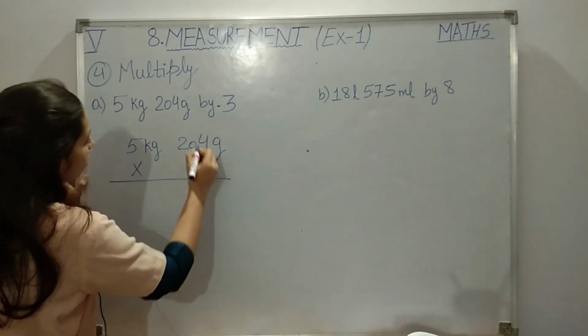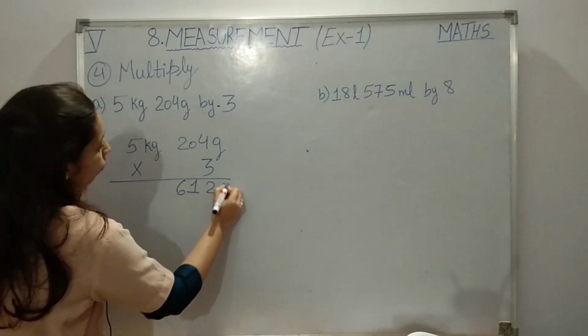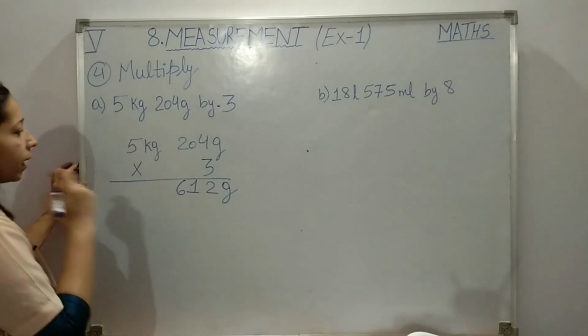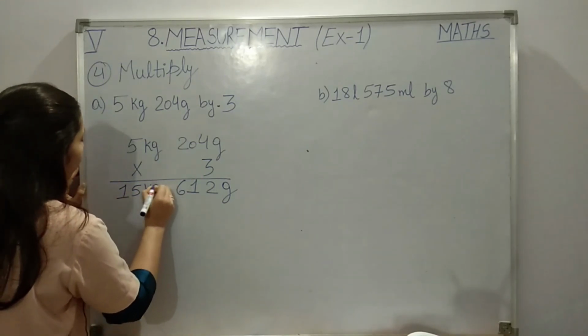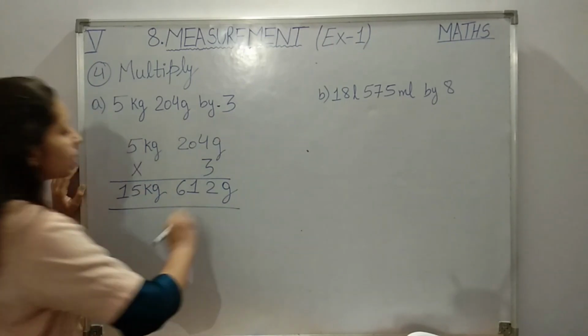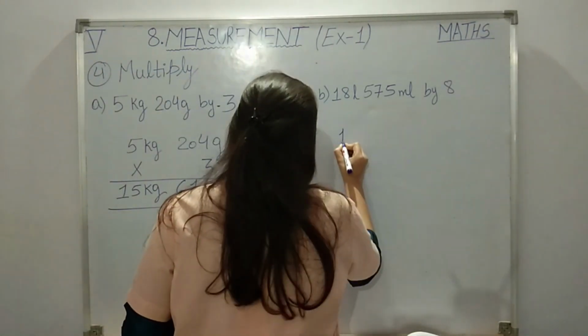Okay, so students, 3 4s are 12, then 3 2s are 6. Don't forget to put the unit, students. Then 3 5s are 15. So the product of these two measures is 15 kg 612 grams. Okay, then let us see this one.